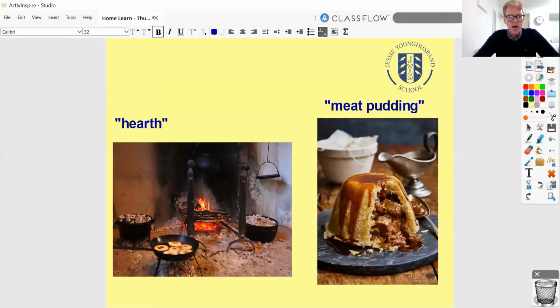So I thought I'd show you a couple of pictures just in case you weren't too sure what either of these things were. A hearth, we can think of essentially as a fireplace. Particularly in the Victorian times, people would have heated things on their hearth and cooked them, or heated them up, as is the case in this one. And a meat pudding, look at that, delicious. Meat pudding is essentially just a pie. It's another name for a pie, but I think they call it a meat pudding in chapter 1 today.